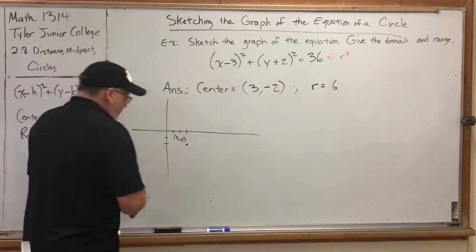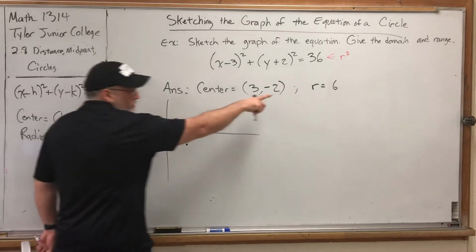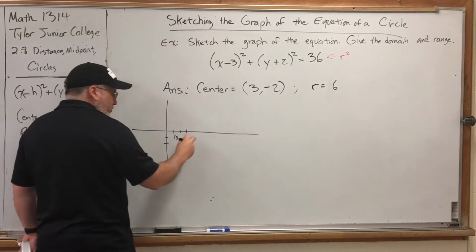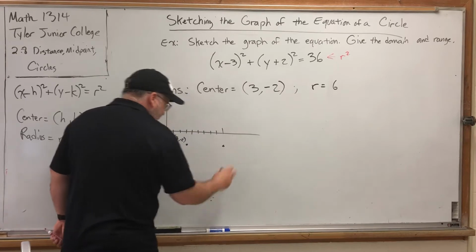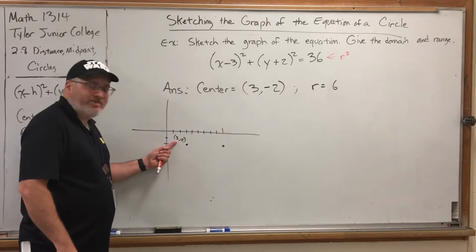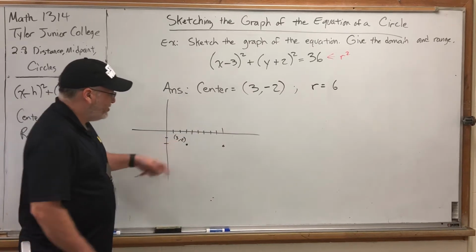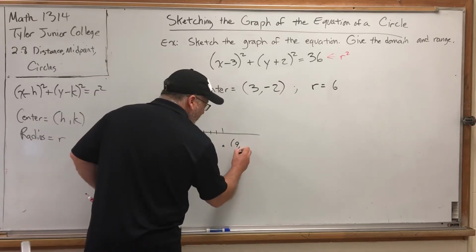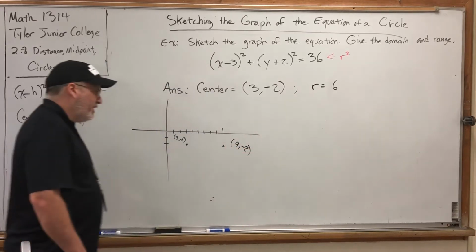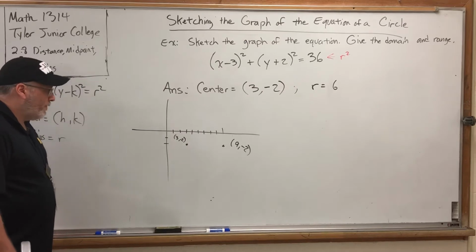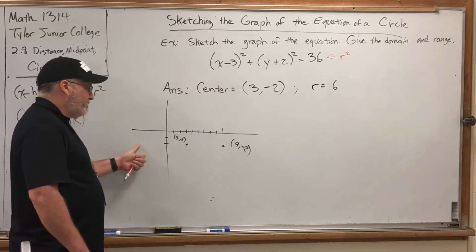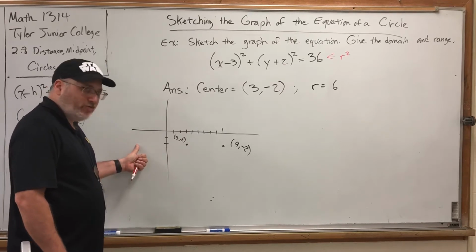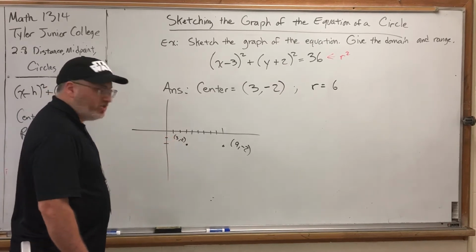For example, if I went 6 units to the right of the center, 1, 2, 3, 4, 5, 6. That's the same as adding 6 to the x. And 3 plus 6 is 9. One point on the circle is at 9, negative 2. But what if I went to the left of center 6? Going to the left 6 is like subtracting 6 from the x. 3 minus 6 is negative 3.